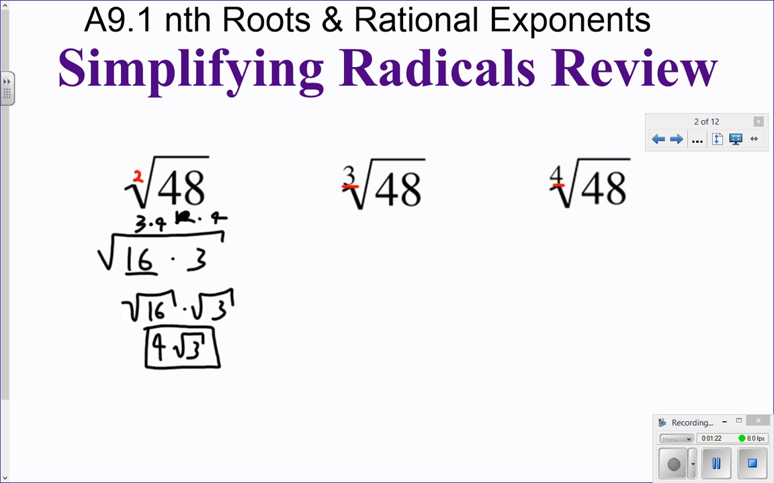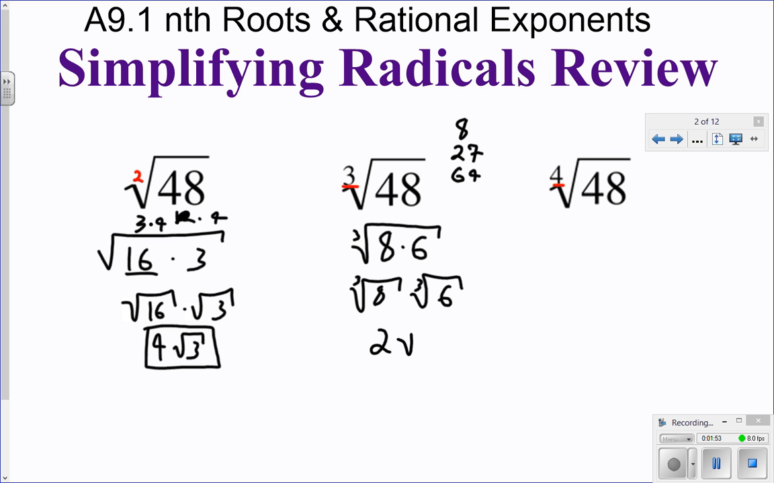For cube roots, my perfect cubes are going to be 8, 27, 64, and numbers like that. So 48 is a multiple of 8 times 6. I rewrite 48 as a composite number, and then I think, all right, the cube root of 8 times the cube root of 6. The cube root of 8 can be reduced to 2, and the cube root of 6 stays in our radical. So that is the simplified form there.